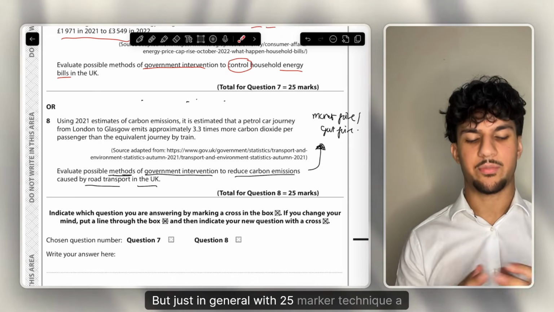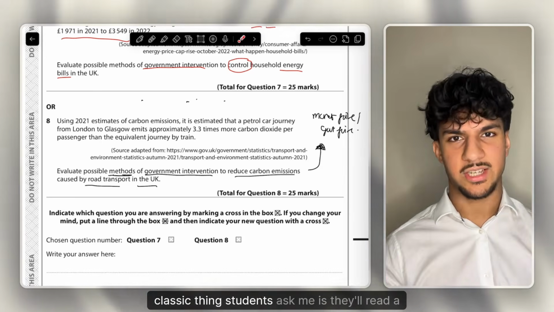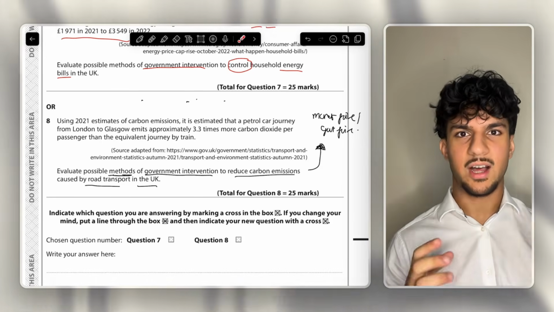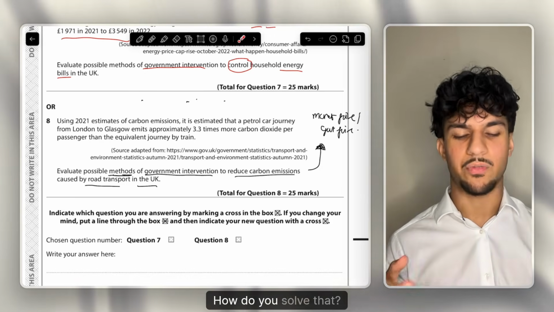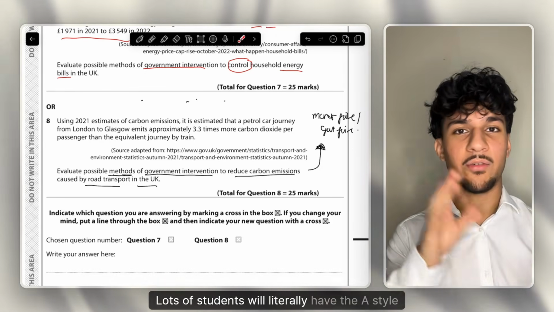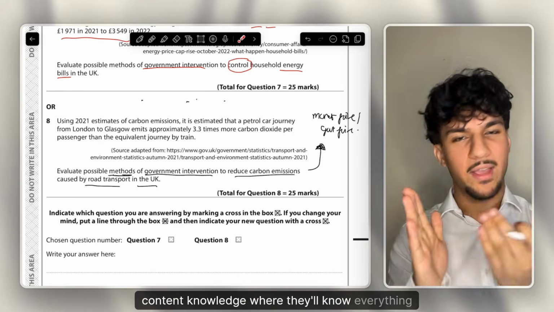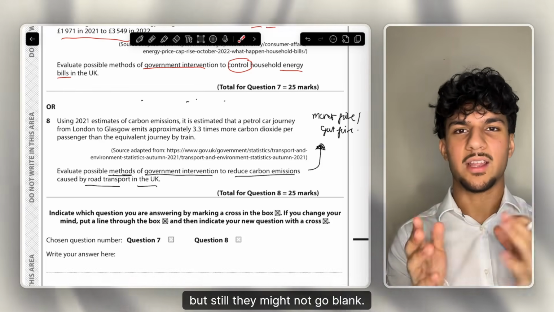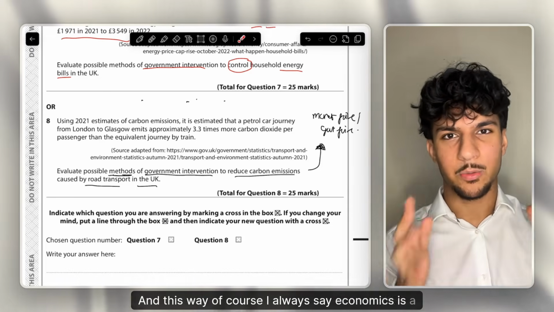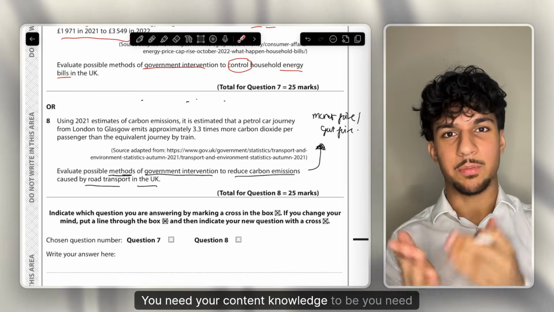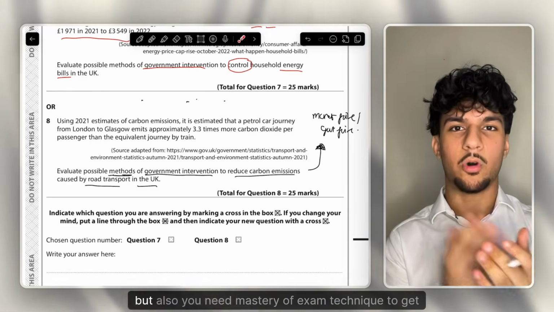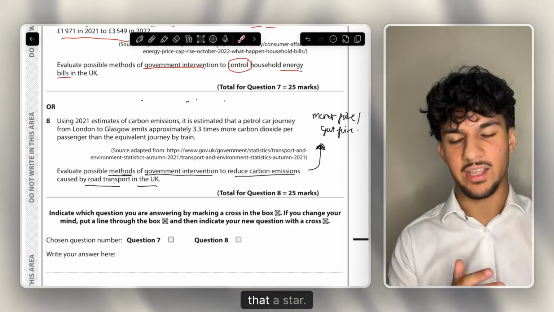But just in general, with 25 marker technique, a classic thing students ask me is they'll read a question and their mind will go blank. How do you solve that? Lots of students will literally have the A-star content knowledge where they'll know everything, but still their mind will go blank. And this is why, of course, I always say economics is a double-edged sword. You need mastery of content knowledge, but also you need mastery of exam technique to get that A and A star.